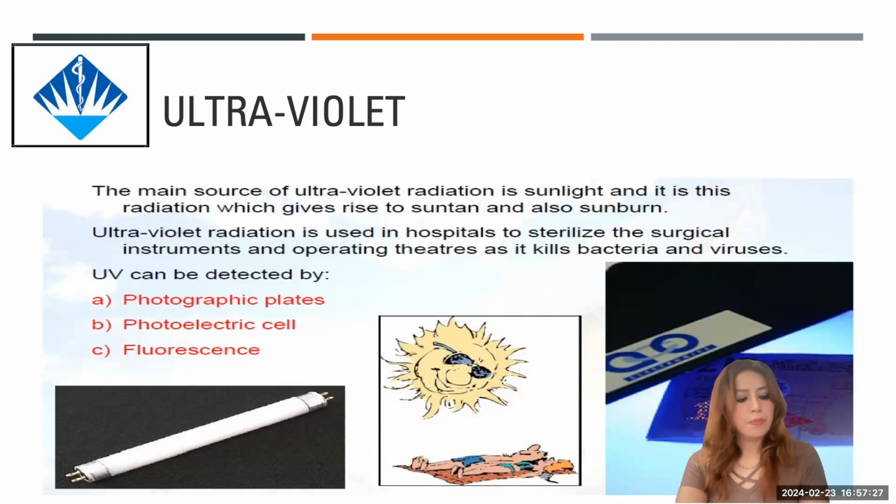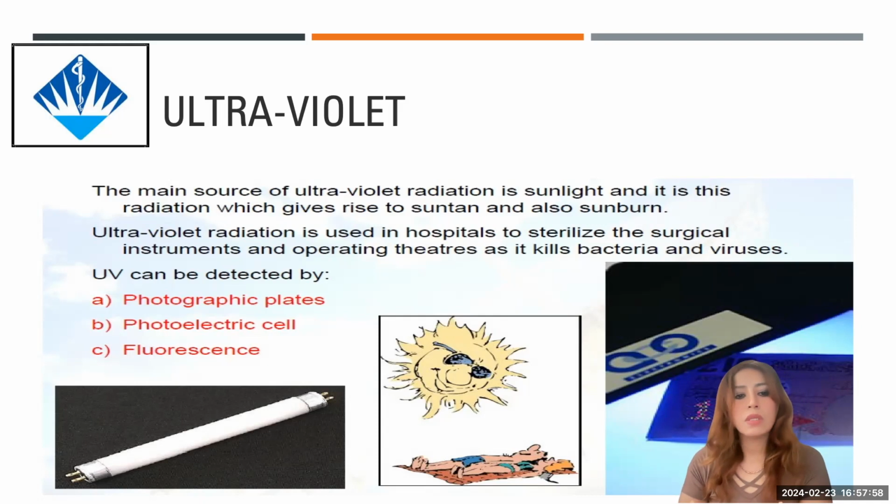Ultraviolet. The main source of ultraviolet radiation is sunlight, and it is this radiation which gives rise to suntan and also sunburn. Ultraviolet radiation is used in hospitals to sterilize surgical instruments and operating theaters, as it kills bacteria and viruses. Sunlight contains a range of ultraviolet wavelengths divided into three main categories: UVA, UVB, UVC.